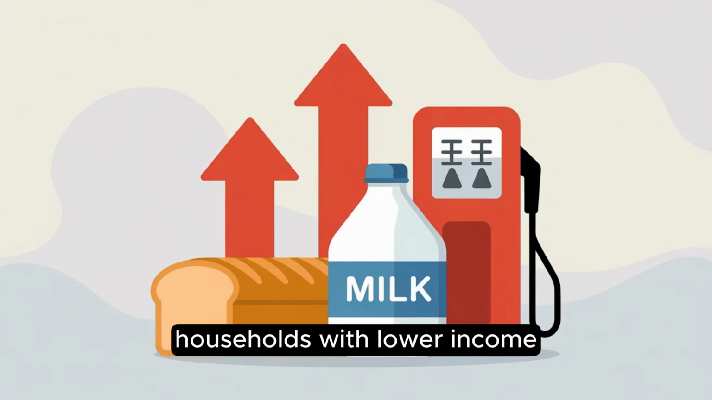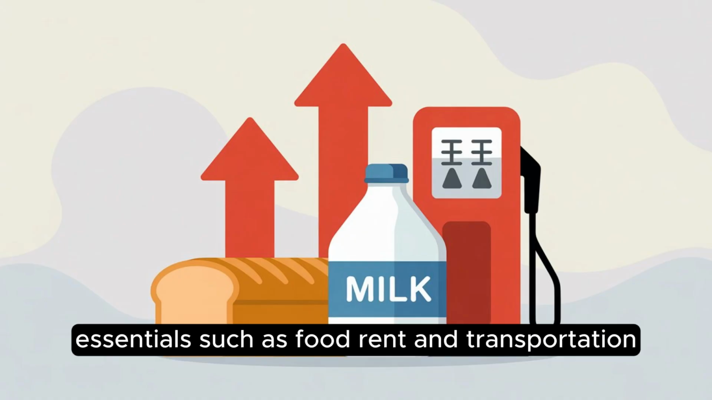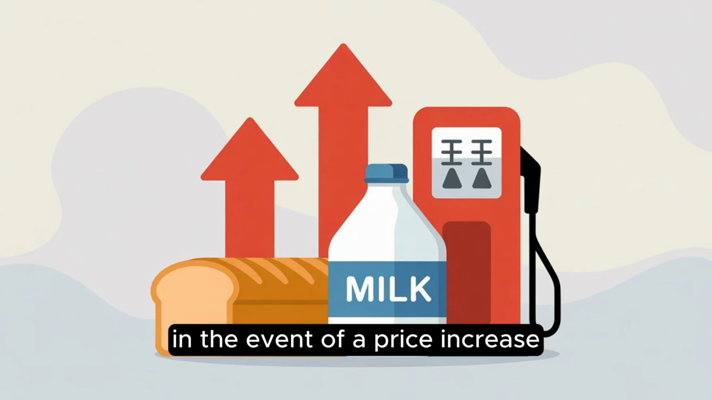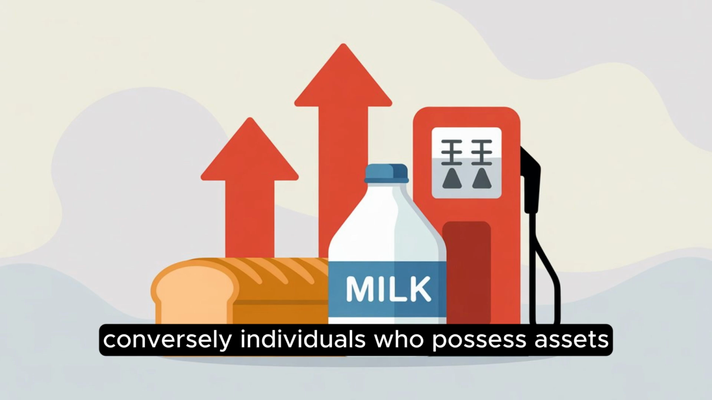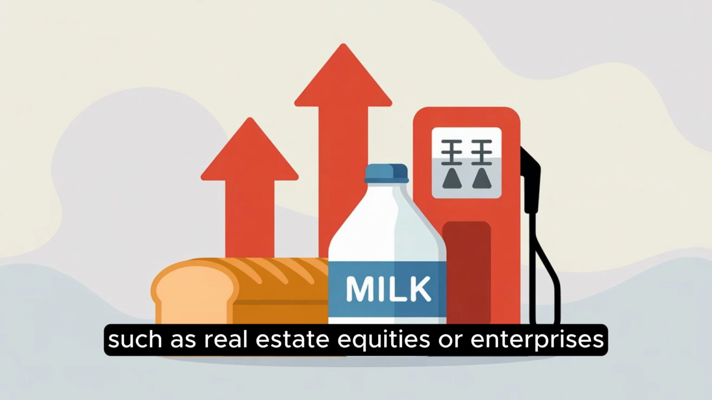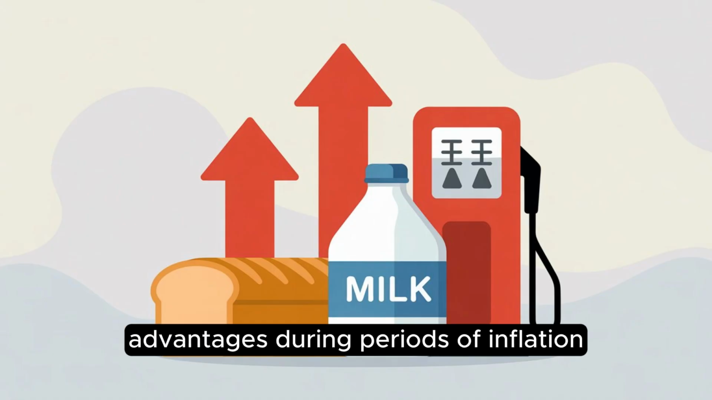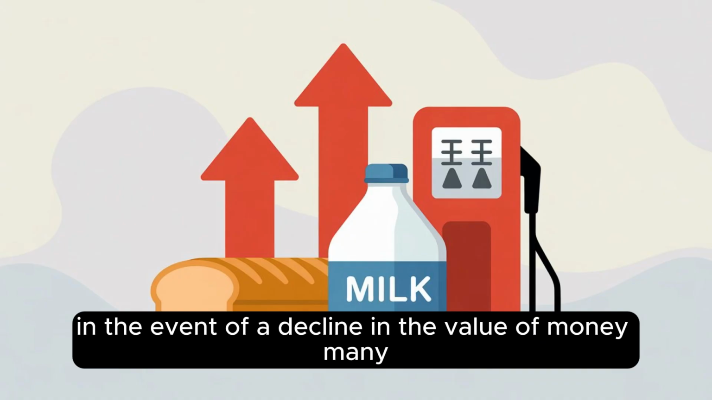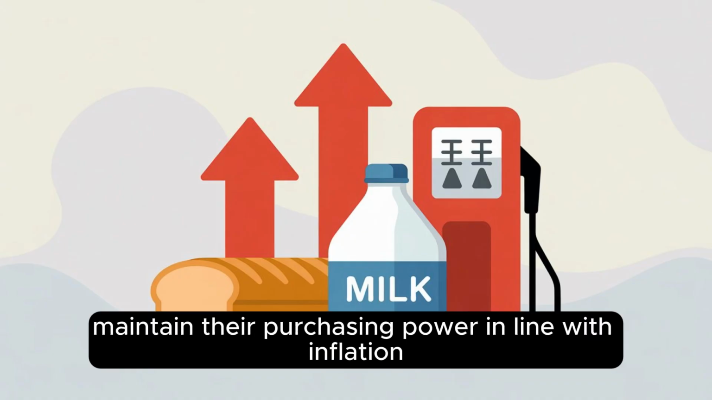Households with lower income are more affected by inflation, as a greater proportion of their budget is allocated to essentials such as food, rent, and transportation. In the event of a price increase, there is a limited capacity for adjustment. Conversely, individuals who possess assets, such as real estate, equities, or enterprises, frequently experience financial advantages during periods of inflation. In the event of a decline in the value of money, many assets have been observed to either increase in price or at least maintain their purchasing power in line with inflation.